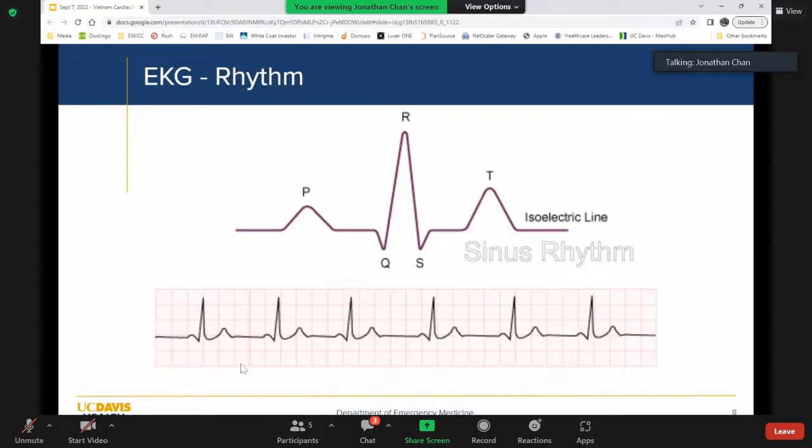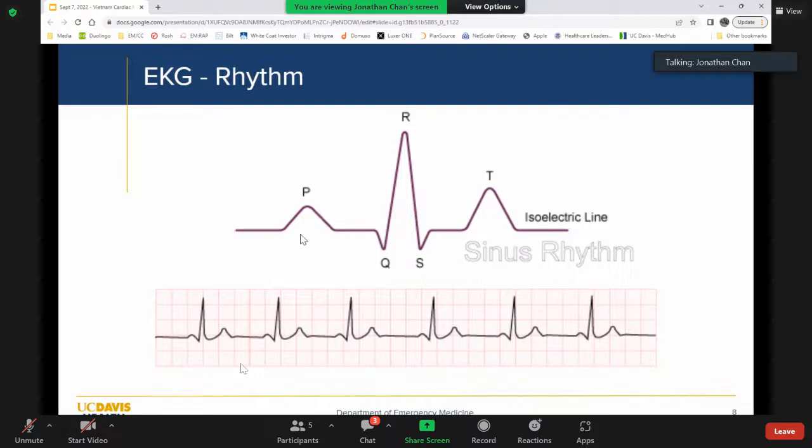And when we talk about rhythm, the way we talk about sinus rhythm is we want to see that there's a P wave right here before every QRS complex, and a QRS complex after every P wave. So that's how we know it's a normal sinus rhythm.